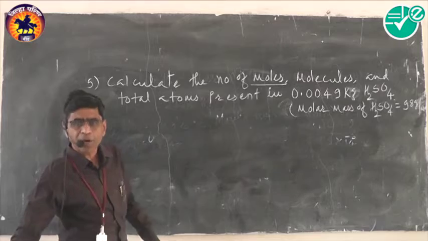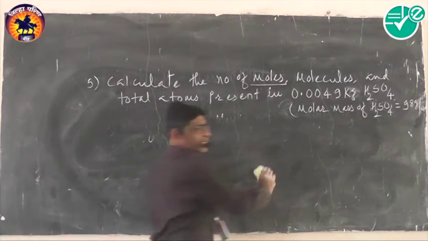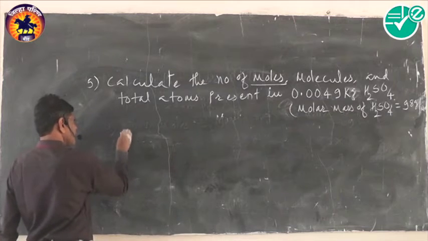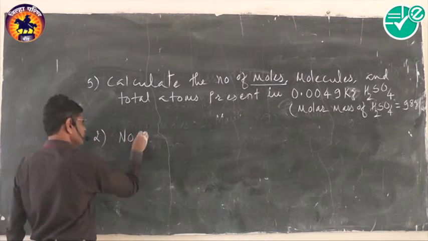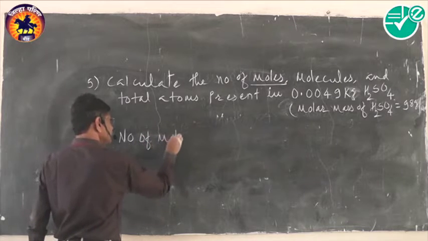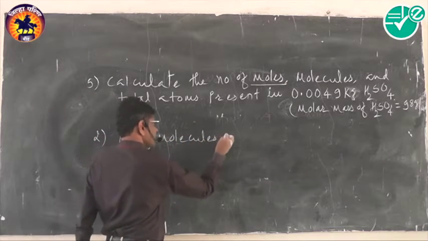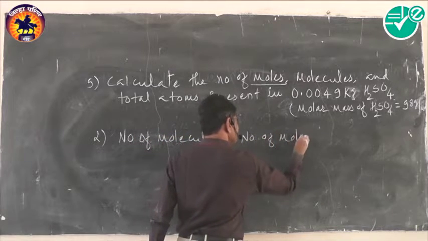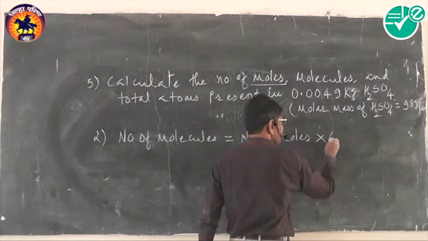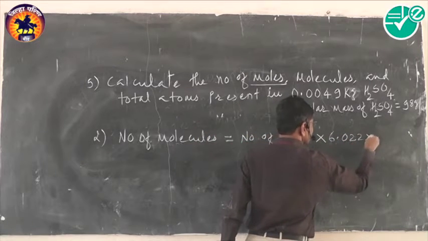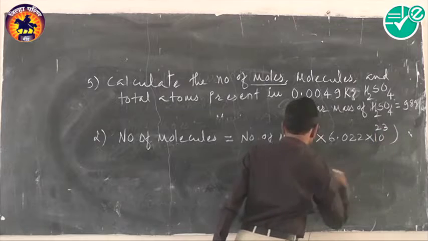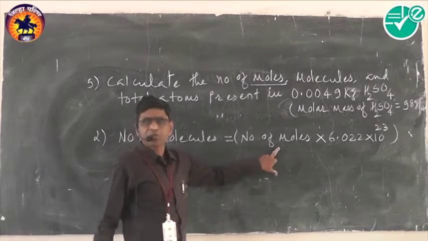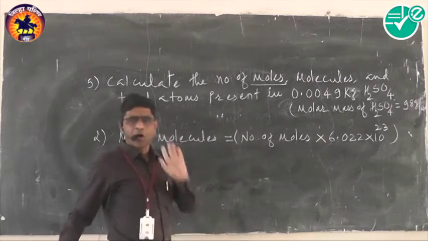Now how to calculate the number of molecules from the number of moles? Again there is a relationship between the number of moles and the number of molecules. Remember, the number of molecules is equal to the number of moles multiplied by Avogadro's number. So this is a simple relationship.